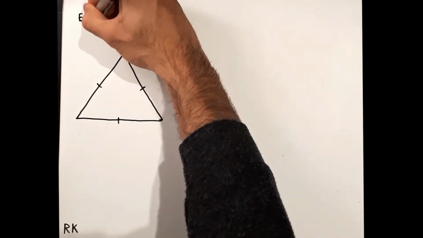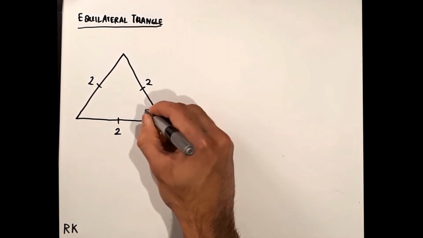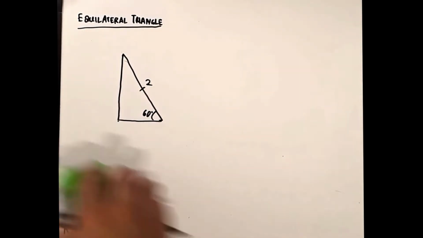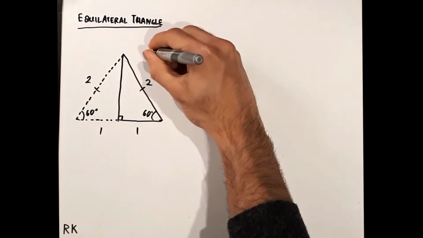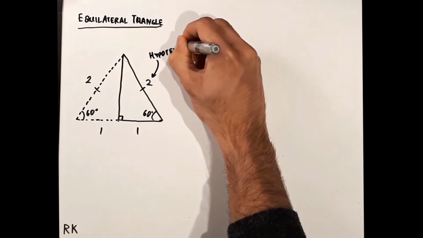This is an equilateral triangle. Each side is 2 units long, and each corner is 60 degrees. If you cut it in half, you will get a right-angled triangle. Its longest side is known as the hypotenuse. From the equilateral triangle, we know this is still 2 units long.